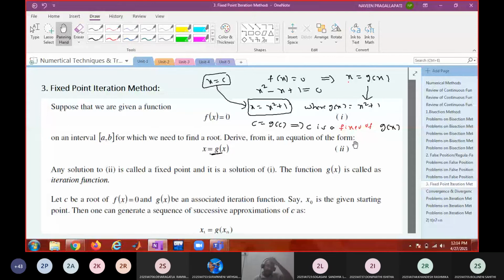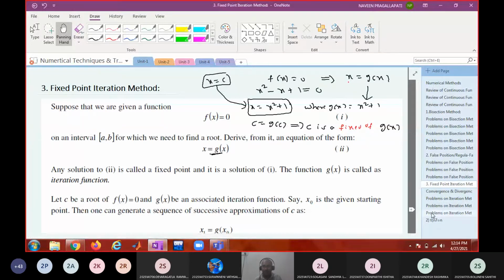The fixed point of g of x is nothing but the point of intersection of y equal to x and y equal to g of x. Am I right? C equal to g of c means what? C is satisfying the equation y equal to x, and c is satisfying the equation y equal to g of x. So these two are equal. y equal to x is a straight line, y equal to g of x is some other curve. Wherever these two are intersecting, that point of intersection is going to be the fixed point. Do you agree?